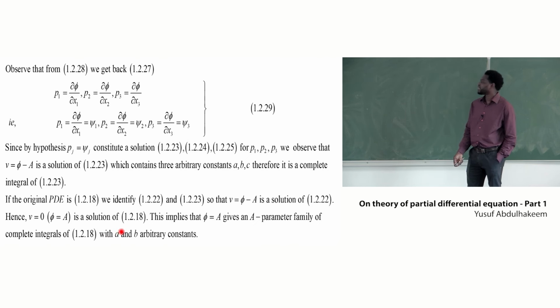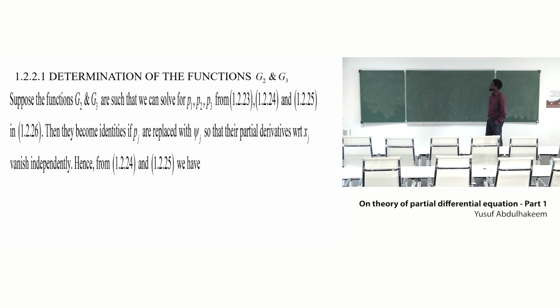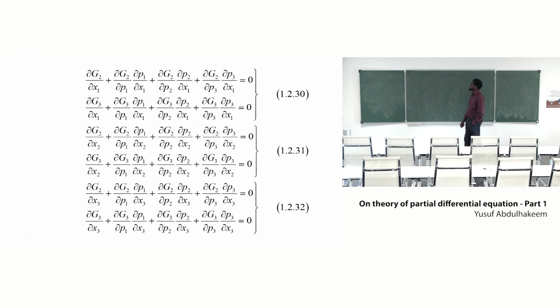1.2.18 with A and B arbitrary constants. Then the determination of this G2 and G3 that we have. Supposing we have these G2 and G3 such that we can solve P1, P2, P3 from these and this in 1.2.26, then they become identities if Pj are replaced with phi j, so that their partial derivative with respect to xj vanishes independently. Hence, from 1.2.24 and 1.2.25, we have these equations.